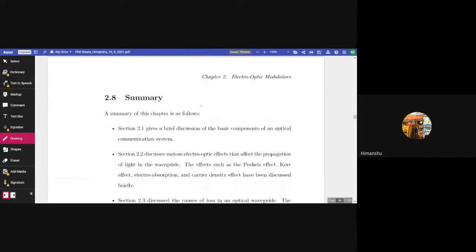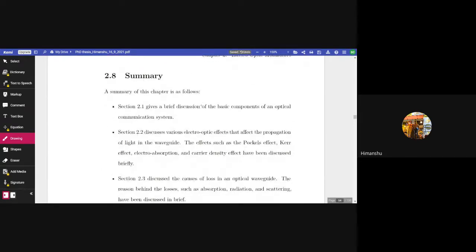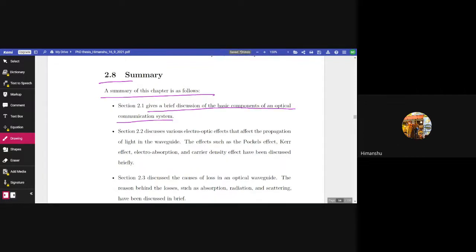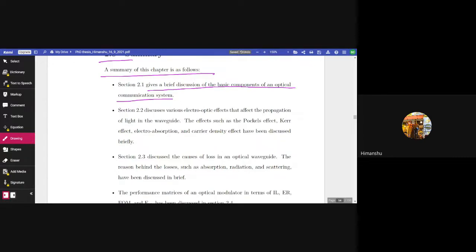Coming to section 2.8, summary. A summary of this chapter is as follows. Section 2.1 gives a brief discussion of the basic components of an optical communication system. Section 2.2 discusses various electro-optic effects that affect the propagation of light in the waveguide. The effects such as the Pockels effect, Kerr effect, electroabsorption, and carrier density effect have been discussed briefly.